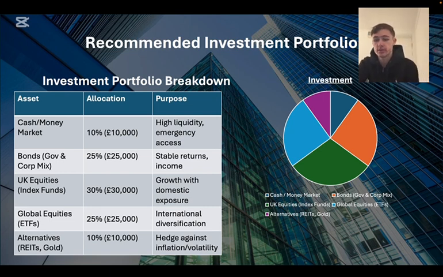Then we've got 30%, which is the largest amount, going into UK equities, which are index funds. And this is growth with domestic exposure. That's the purpose for that one. And then we've got 25% going into global equities, ETFs, which is international diversification. So it's just diversifying the money all around. And then we've got alternatives, which can be like gold and REITs, which hedge against inflation and volatility.